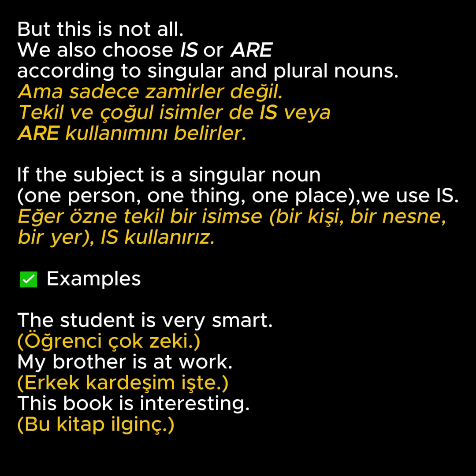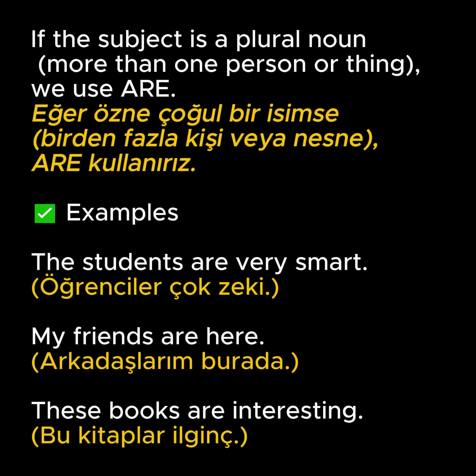But this is not all. We also choose is or are according to singular and plural nouns. If the subject is a singular noun, one person, one thing, one place, we use is. Let's look at these examples. The student is very smart. My brother is at work. This book is interesting.